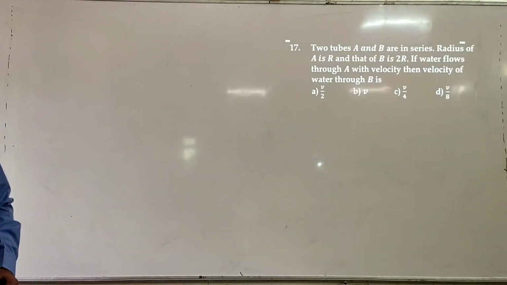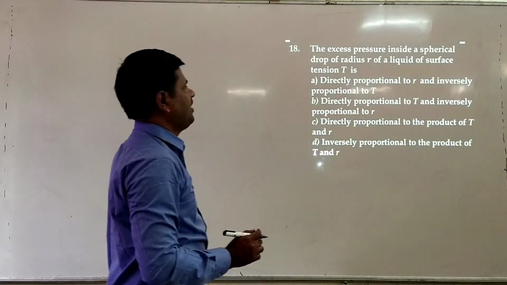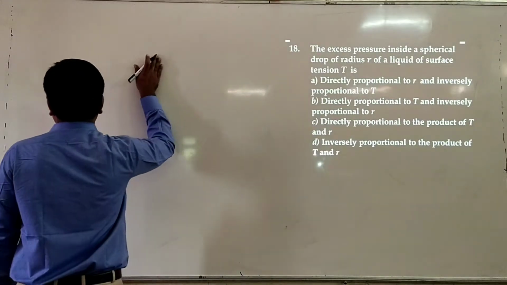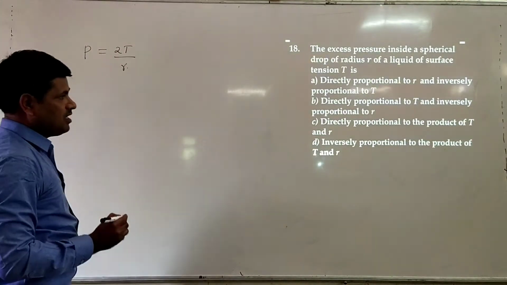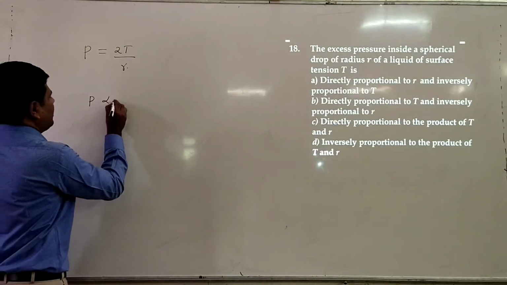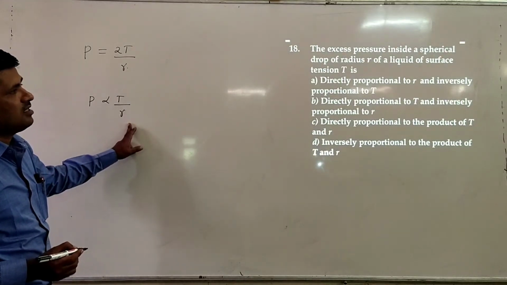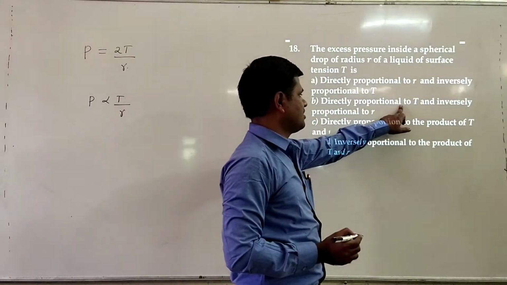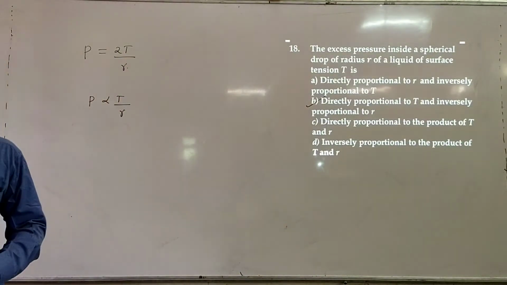Next we go to question number 18. The excess pressure inside the spherical drop of radius R of a liquid of surface tension T is? The excess pressure formula is P equal to 2T by R, which means the excess pressure P is directly proportional to the tension and inversely proportional to the radius R. Which option is correct here? B option is correct.